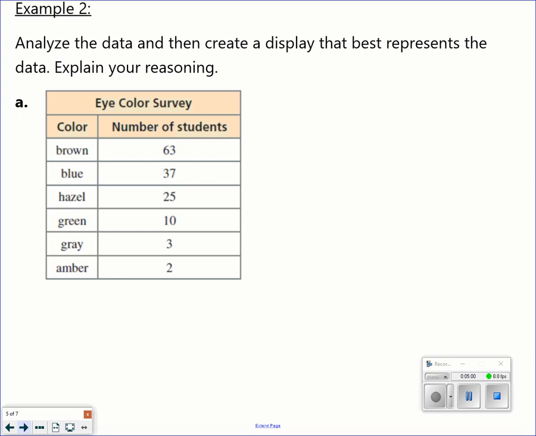Analyze the data and then create a display that best represents the data. Explain your reasoning. Brown, blue, hazel, green, gray, and amber. Those are categories. 63, 37, 25, 10, 3, and 2. That's the number of students. If you're going to break something down into categories, a bar graph is probably the best way to describe it.